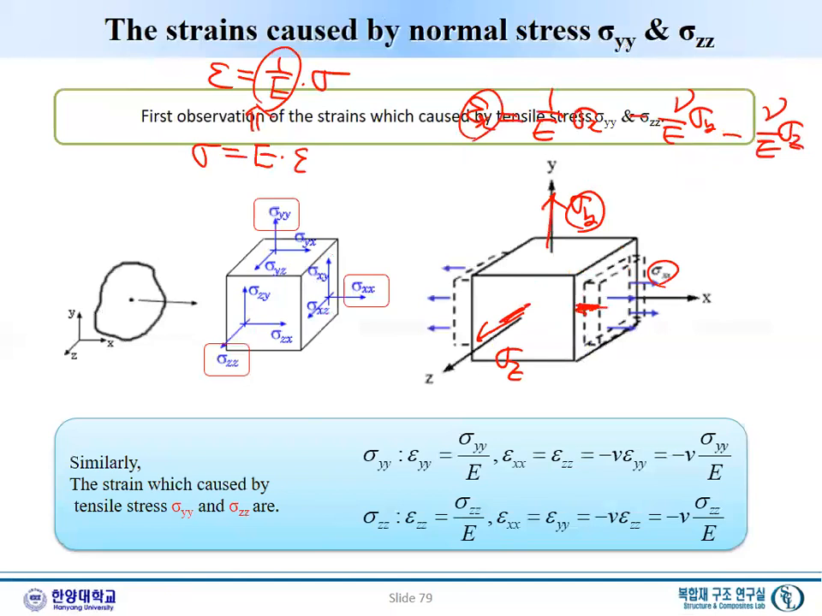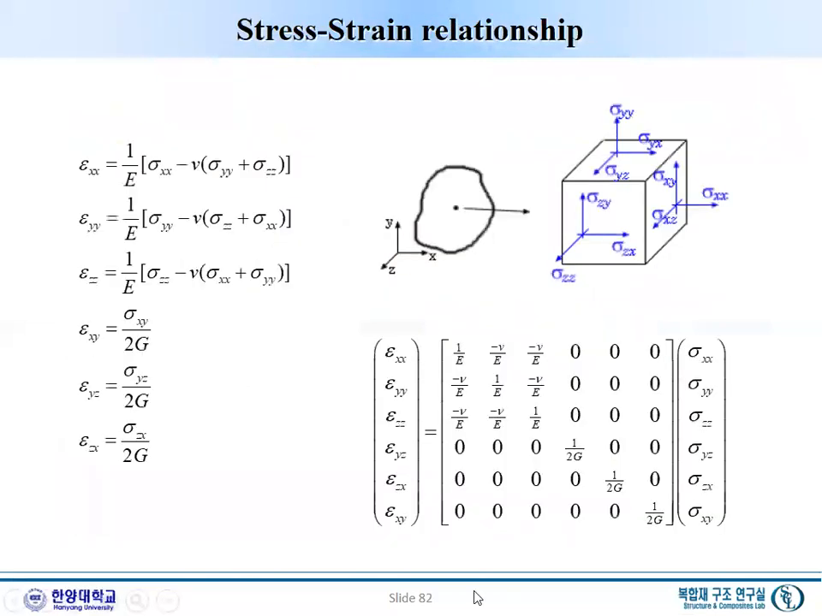This is the final relation I'd like to draw for the 3D case. And the same story goes for epsilon y and epsilon z and so on. And please remember sigma x, sigma y, and sigma z. So we put them all together into one big matrix.